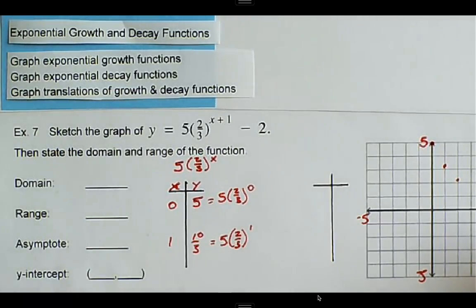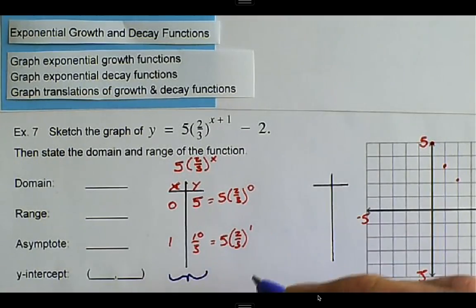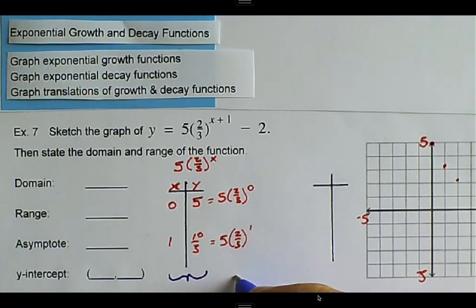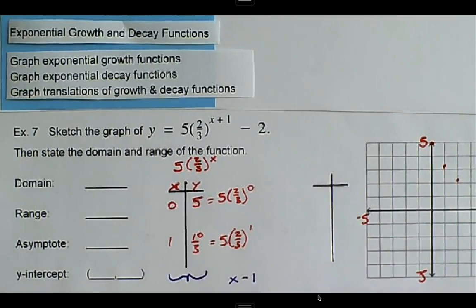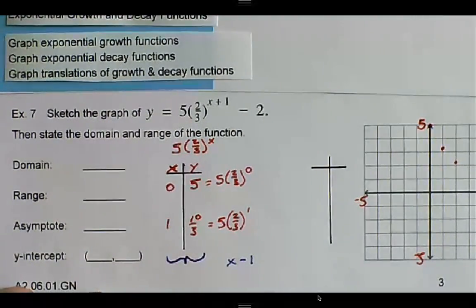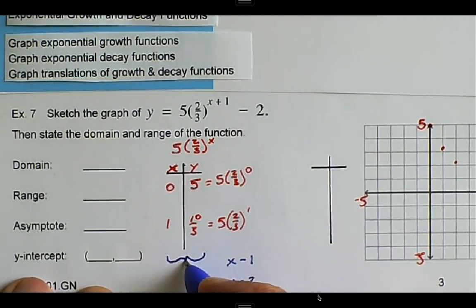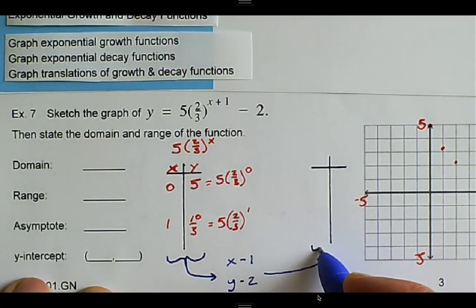Now the next thing we have to do is pay attention to the transformation, or the translation. So we're going to take these values here and apply a translation. This says x plus 1, so really we're going to take all the x values and subtract 1. This says -2, that's straightforward. So we're going to take all the y values and say y minus 2. We'll apply that translation and get some new points for our graph here.